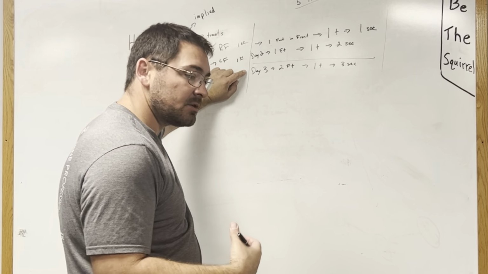Day 4, we're going to stay at 2 feet away, and we're going to do 1 treat every 4 seconds, increasing our duration up to 20 seconds. So by the time we're done with day 4, we should be at 2 feet and 20 seconds, okay? We're gonna get to day 5.